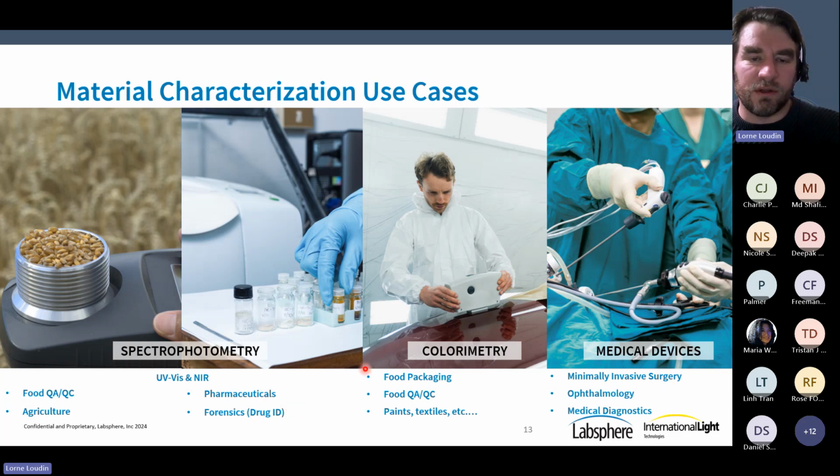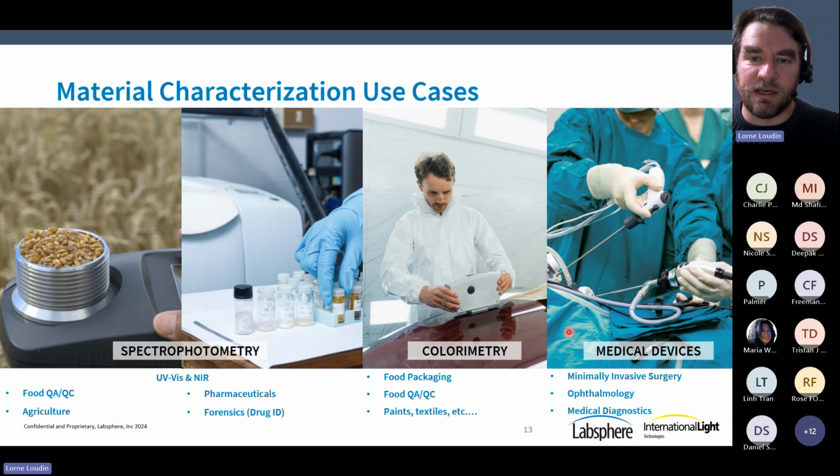And then, of course, colorimetry, where people are looking at the tri-stimulus values of different materials, whether it be for food packaging, food quality assurance, quality control, paints, textiles, gemology, any place where understanding color is critical.